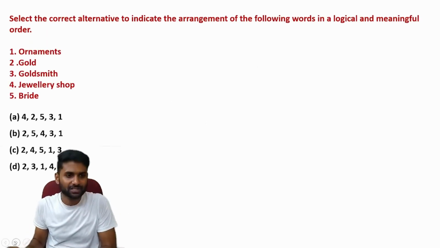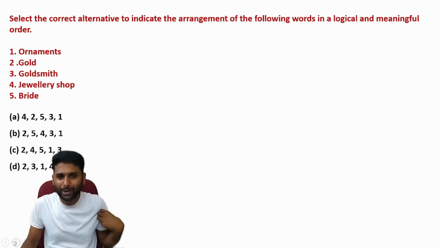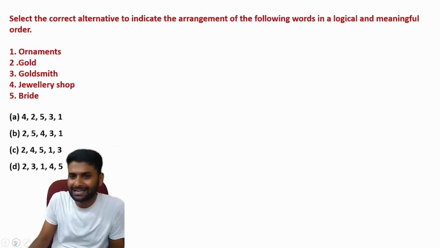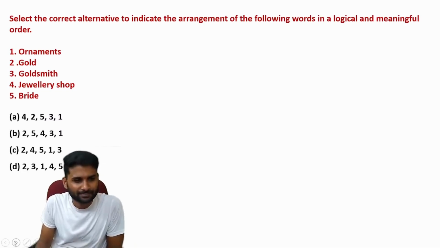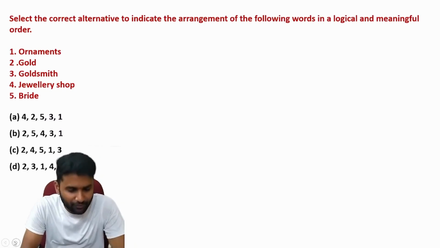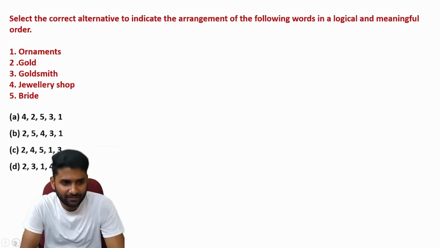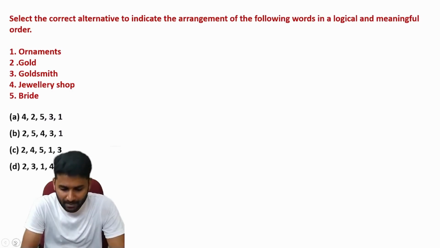Let's move on to the next question here. Select the correct alternative to indicate the arrangement of the following words in logical and meaningful order. So what is the meaningful order? Here they have given 5 different pieces of information: ornaments, gold, goldsmith, jewelry shop and bride. But you have to connect them in a logical order.